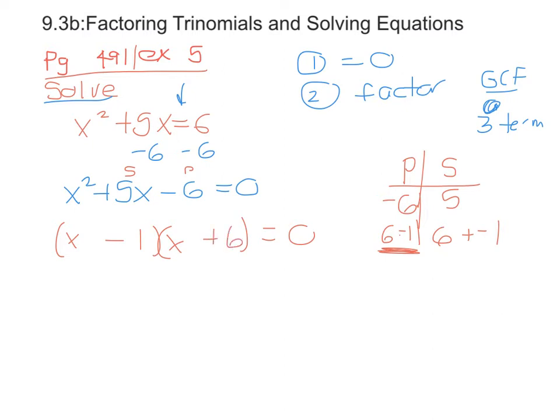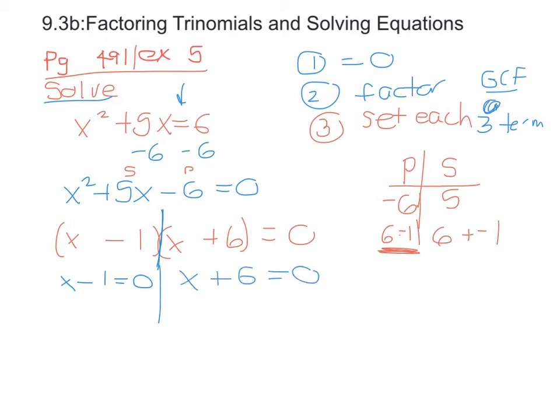Now at this point, we're going to step 3, which says to separate and set each part equal to 0. Set each part equal to 0. So this is where I make a separation where the parentheses are. I separate it into 2 equations. First one is x minus 1 equals 0. The second equation is x plus 6 equals 0.